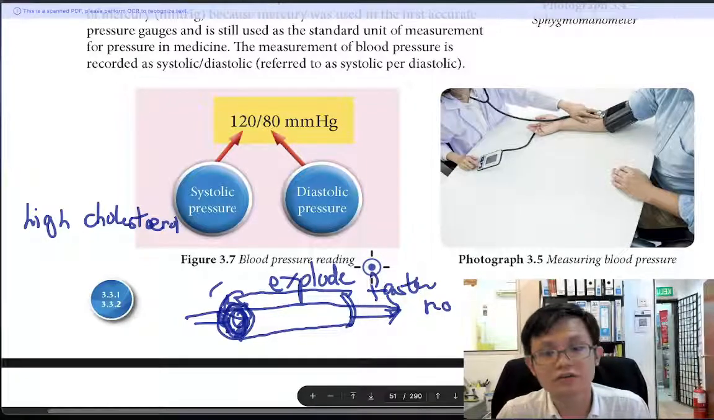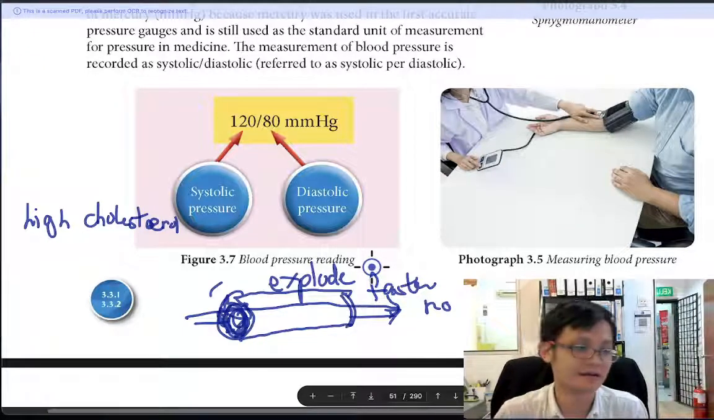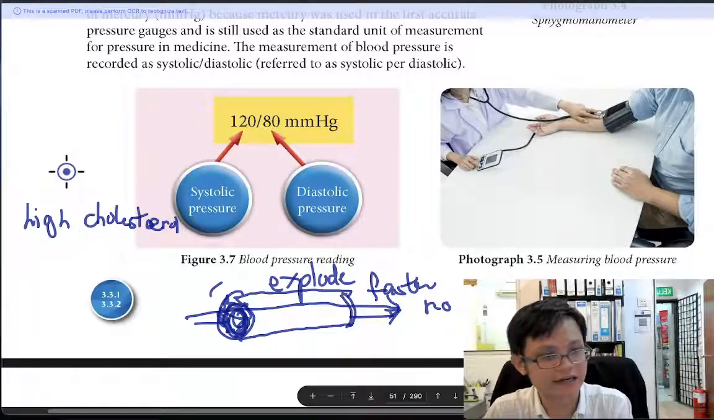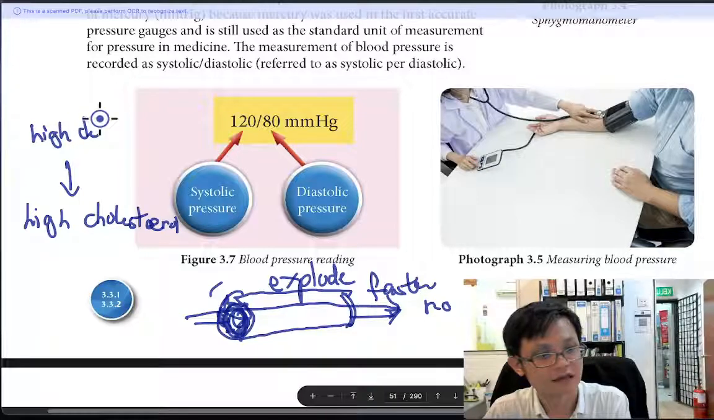Explode, you get a stroke or a heart attack, then the person will die. That is why you need to lower the cholesterol, because the cholesterol, the fats, will stick on your veins, causing high blood pressure, and it will cause heart attack or death, stroke.